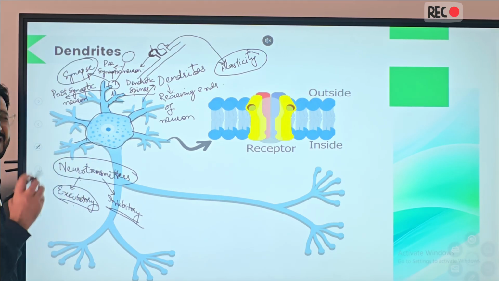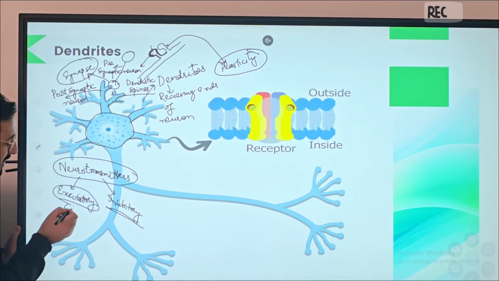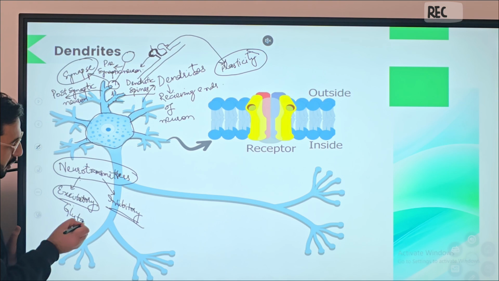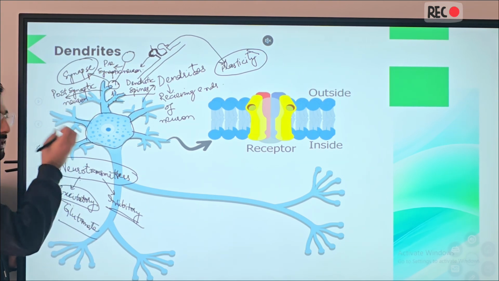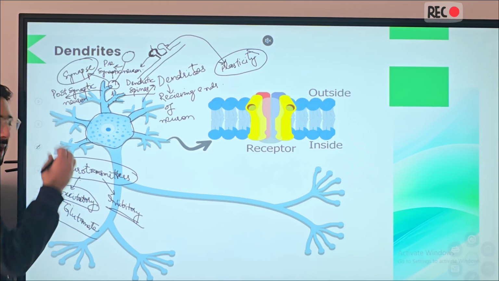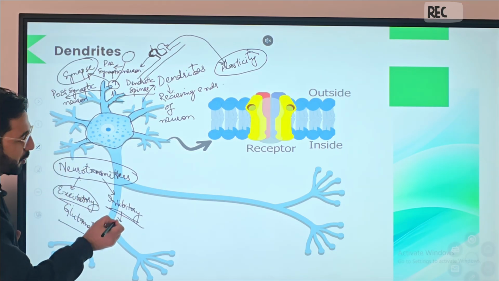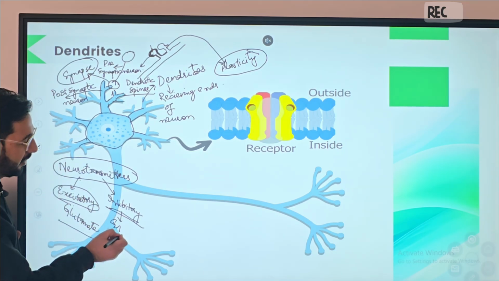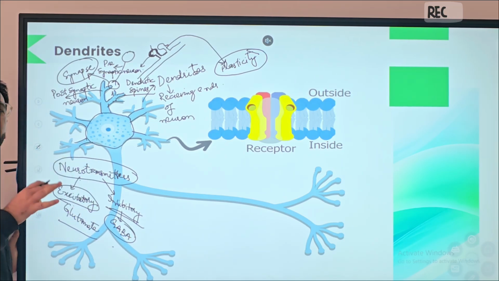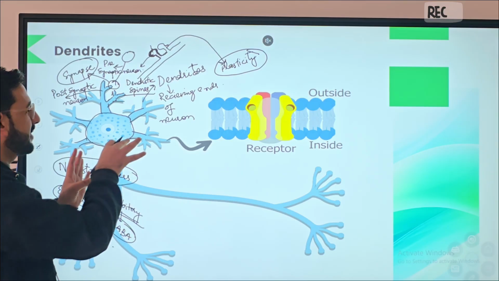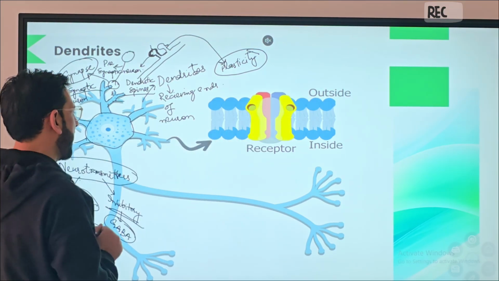this neuron. The best example for an excitatory neurotransmitter is glutamate. Okay, if it is releasing glutamate, it will excite this neuron. And if it is releasing an inhibitory neurotransmitter, for example GABA, what this GABA will do is it will try to inhibit this neuron. Now, how is it doing this? Let's understand this with this diagram here.